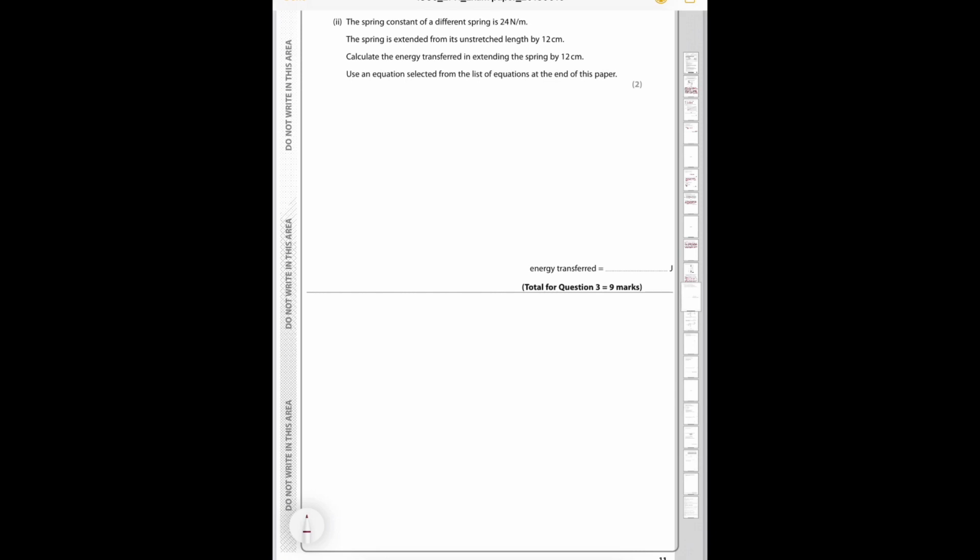So if you look at the equation sheet that you are given in the test, you will note that the energy is a half times the spring constant times the extension squared. And if we input our numbers, 0.5 times 24 times the extension squared, we would get an energy transfer value of 0.17 joules.